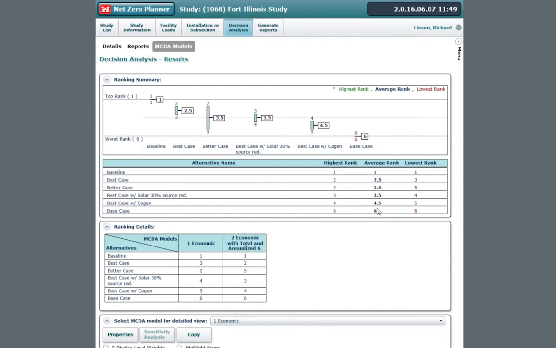Base case didn't move. That's important. It's still the worst thing to do. So doing business as usual, looking at all this, is the worst thing to do. Okay.